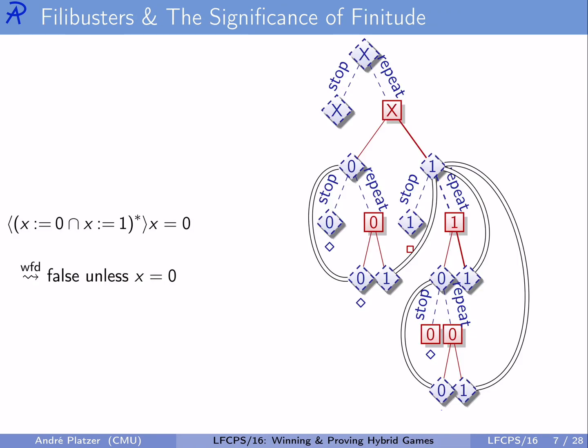Remember one of the subtle challenges in the filibuster game, where it was very important to make sure that while the players can stop and repeat and the opponent Demon can choose left or right, it is really important for the game that while Angel can decide to repeat any number of times she wants, she can't repeat forever. She will ultimately have to stop.